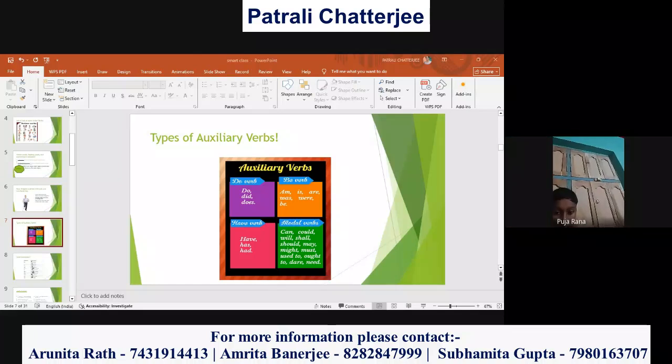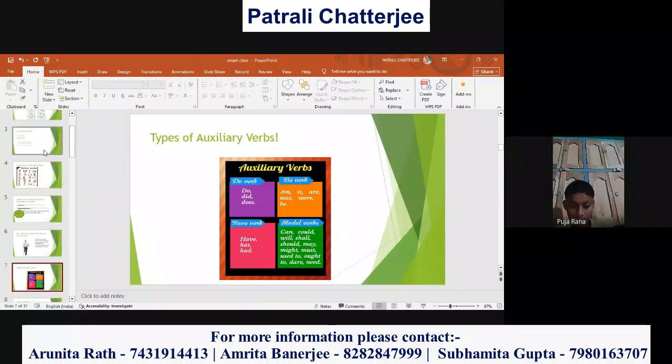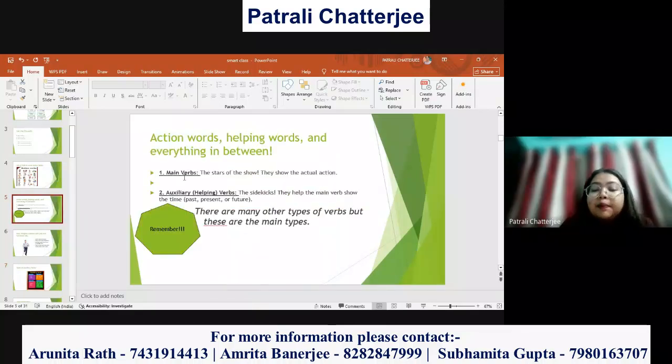Now, we will just look at the definition in a brief way and then we will go to the exercise. Main verbs are the stars of the show, they show actual action, right? And auxiliary verbs are helping verbs, these are the sidekicks, they help the main verb show time, past, present or future.